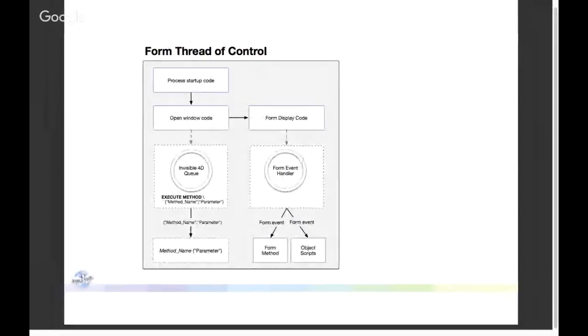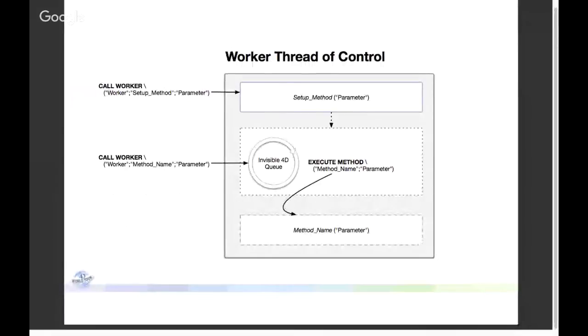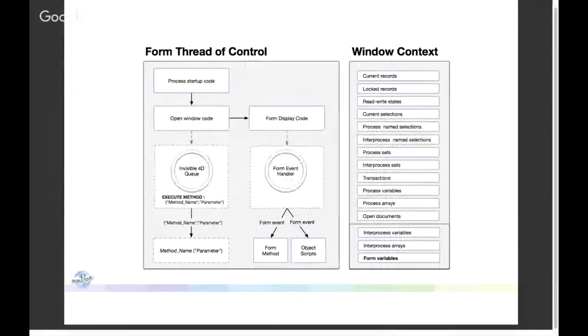Well, I'd like to also emphasize the circle in the middle there, the invisible 4D queue for executing, for calling the worker, the worker queue or however we want to look at it. That can be a specific complication or difficulty in working with the workers, because there's no way really to look at what's in the queue, what's going to be processed, unless you do that manually.